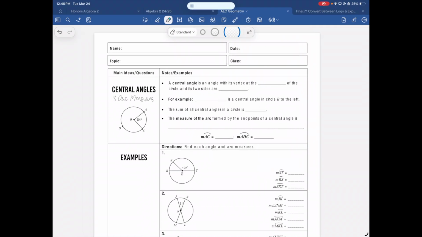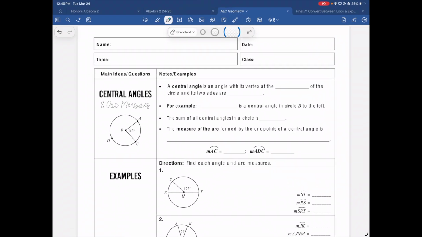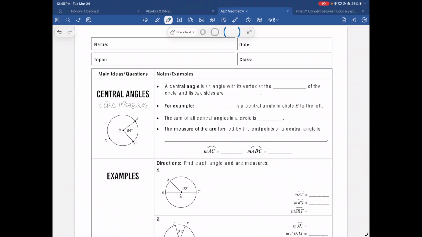Today what we worked on was naming, doing some vocabulary, and being able to identify the different parts, whether it was a radius, a central angle, an arc, a secant, or a tangent. We did all of those things yesterday. Today we're going to break that down and look at just central angles and arc measures.